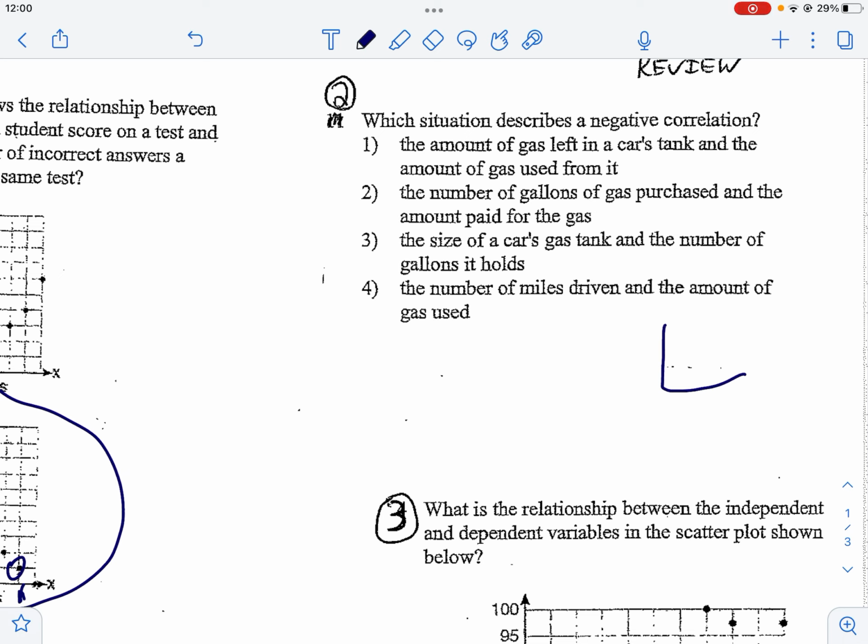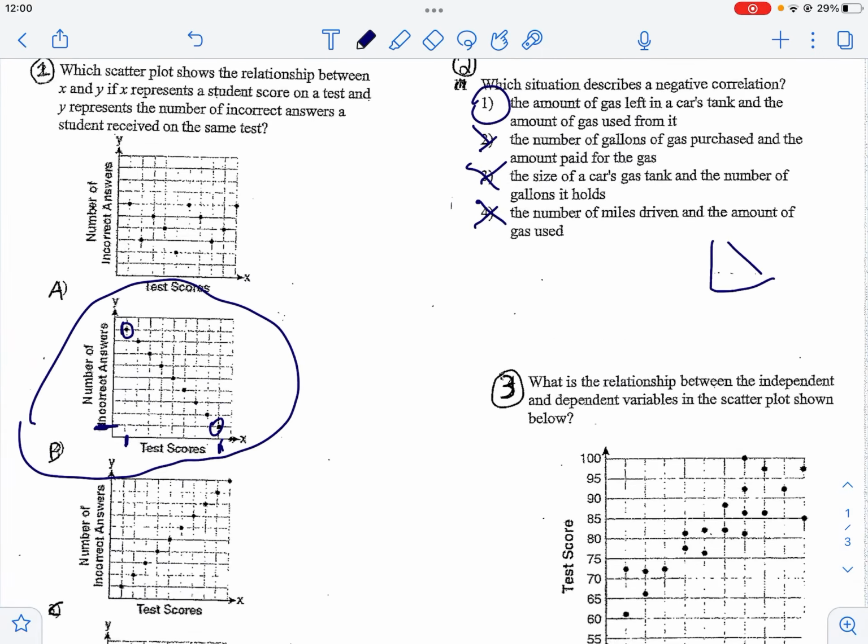As the number of miles goes up, the amount of gas used would also go up, so that one would be positive. For number 3, the size of the car's tank and the number of gallons, well, the bigger the size, the more gallons it holds, that one's also going to be positive. For number 2, the amount of gallons purchased and the amount paid, well, as you purchase more gallons, it's going to cost more money. So lastly, just to confirm that number 1 is negative, the amount of gas left will decrease as the amount of gas used increases. So that one would be a negative correlation.